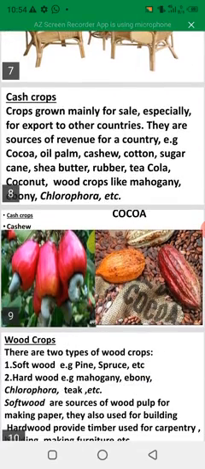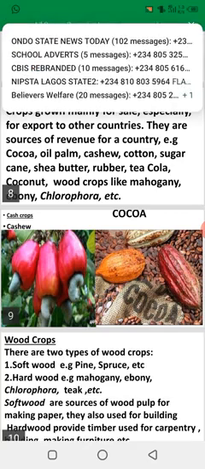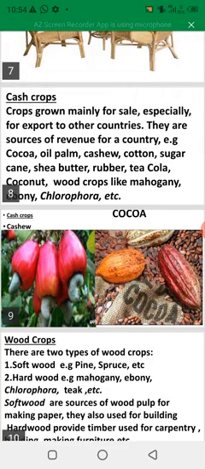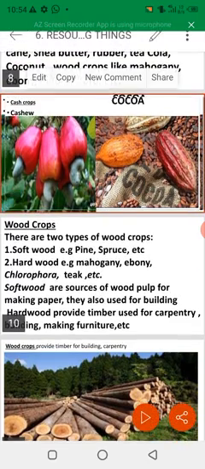Cash crops. These are grown mainly for sale, especially for export to other countries. Examples are cocoa, oil palm, cashew, cotton, sugar cane, and so on. Also timber. We get it and we export it to other countries to give us wealth. Can you see the picture of cashew and cocoa?